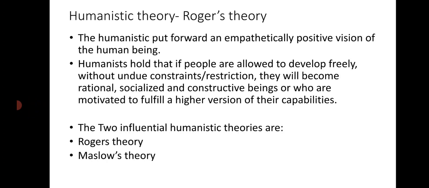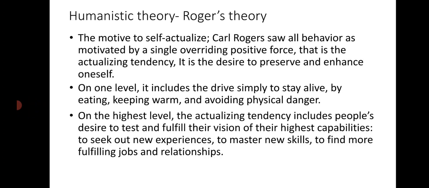The humanistic view is considered the third important force in psychology. Humanists have focused mainly on the positive side of the human mind. Humanists always felt that if human beings are given a free opportunity or free choice, then they will choose the right course of action and will be able to attain self actualization. The two most influential theories in humanistic psychology are Rogers' theory and Maslow's theory. In this session, we will discuss Rogers' theory of self actualization.